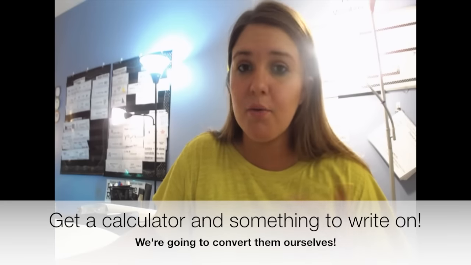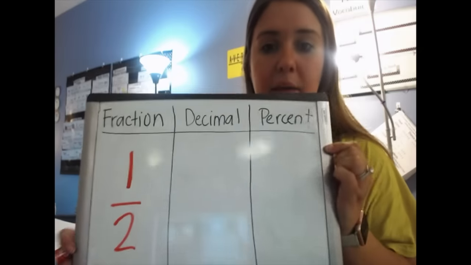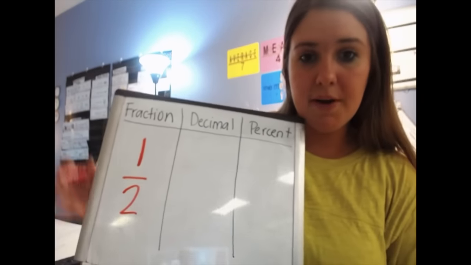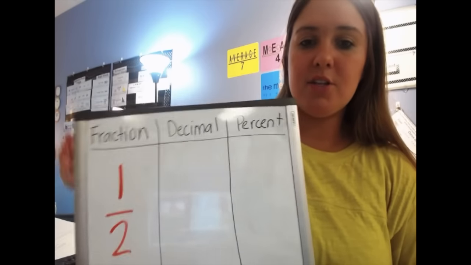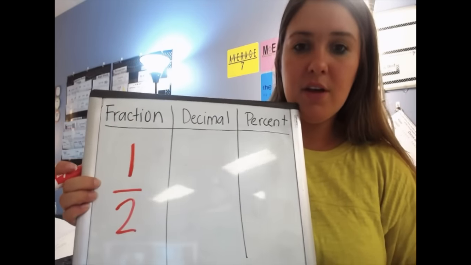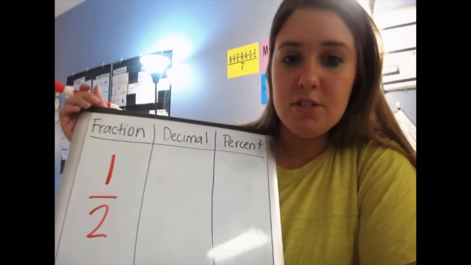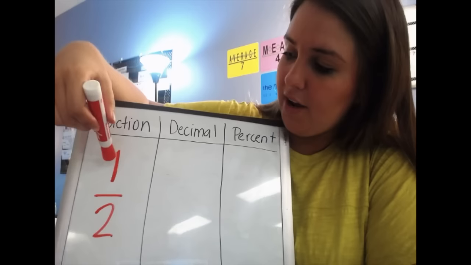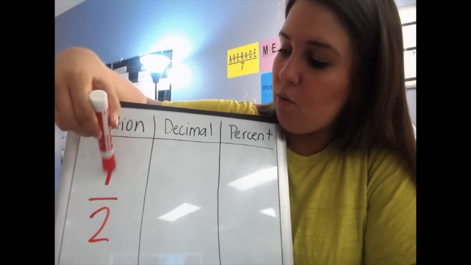Okay, so we've looked at what it means, and now I'm going to show you the math way to do it. I made myself a little graphic organizer with the fraction, and then here we're going to put what it is for decimal, and then what it is as a percent. So we have 1/2. We talked about before how fractions are like division. So to change it to a decimal, we're just going to divide 1 divided by 2.